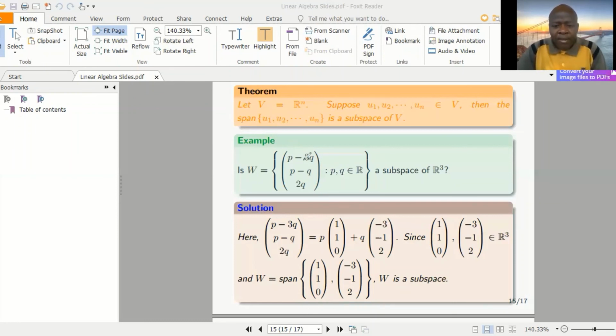So just expand this and then see whether you can write it as a linear combination of other vectors. And if you can do that, then W equals the span of those vectors, and therefore W is a subspace. So that is the other, easier way of doing this type of question.